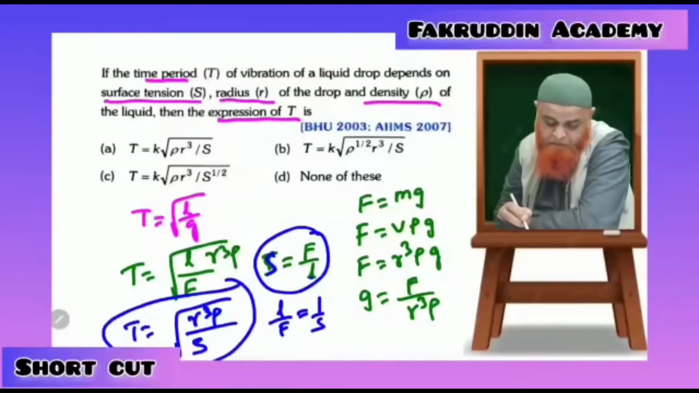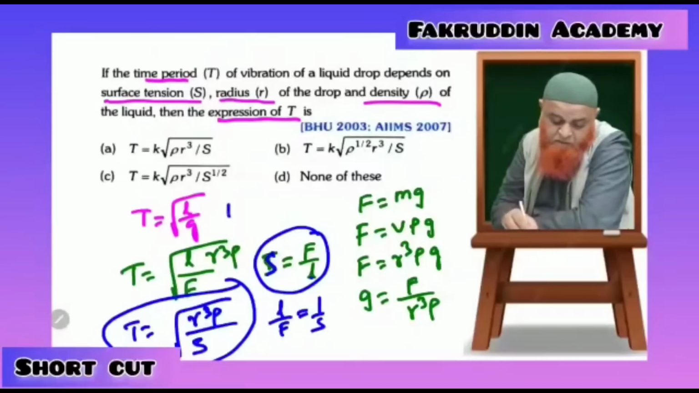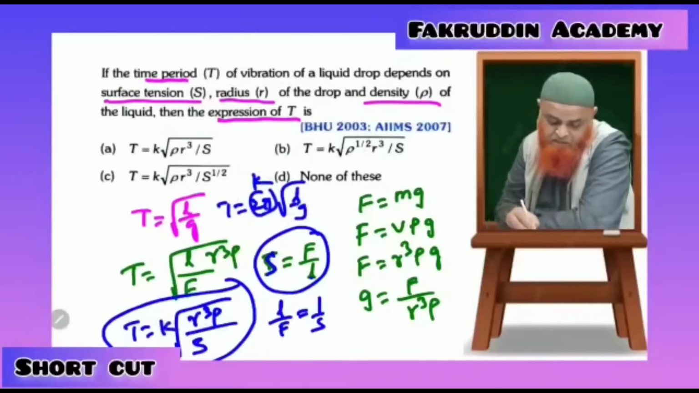Now you know time period. You can write this time period as 2 pi root of L by g here. 2 pi is nothing but a constant, so you can write K here. That's it. The super simple method to solve this problem. Hope you have understood this one.